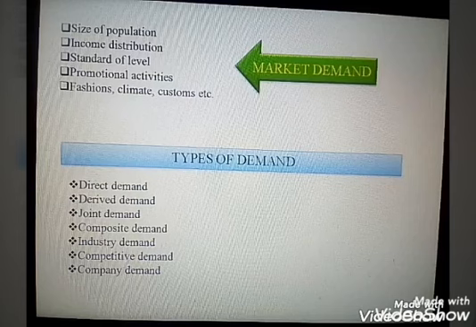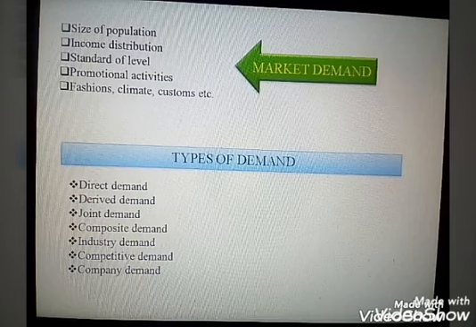Promotional activities. It includes advertisement or sales promotion techniques like discount, rebate, etc. So if the firm is providing more offers, then the demand for such goods also will be high. Lastly, the demand is also influenced by factors like fashions, climate, customs, etc.